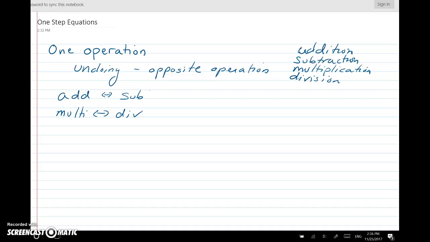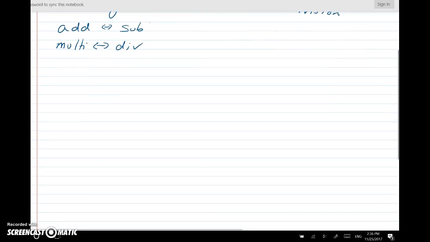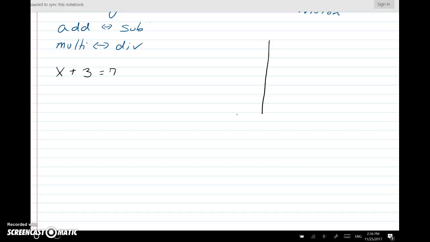So, let's start with a problem. Let's look at, change the color here, let's look at x plus 3 equals 7. When we see equations, the thing we should think of are balances and scales. If you think about it, the idea of the scale is to keep it balanced. So we've all seen a scale before, right? We want to keep it balanced.